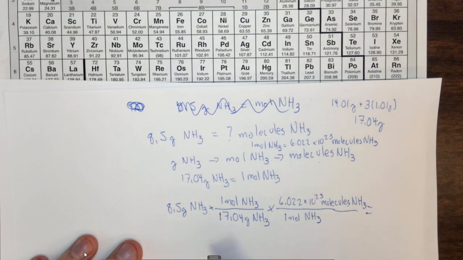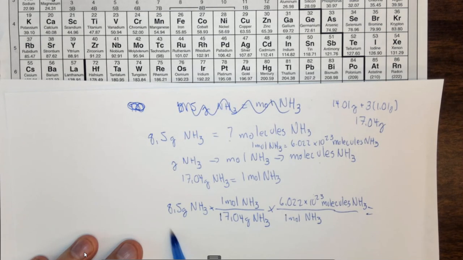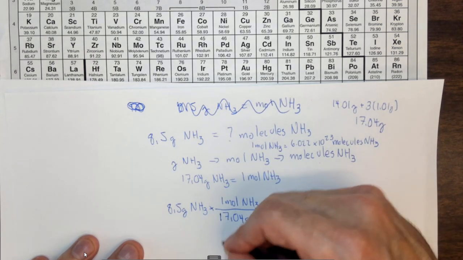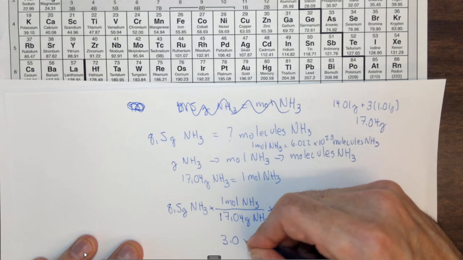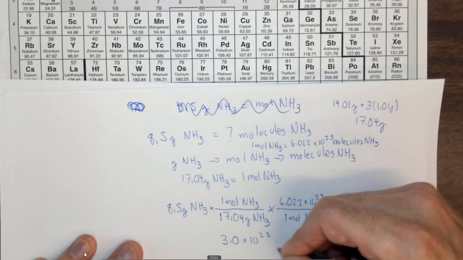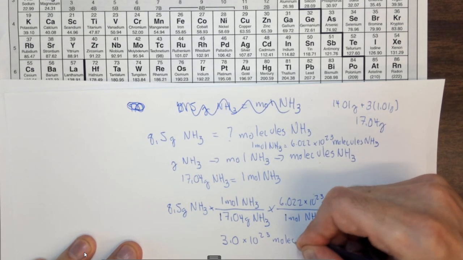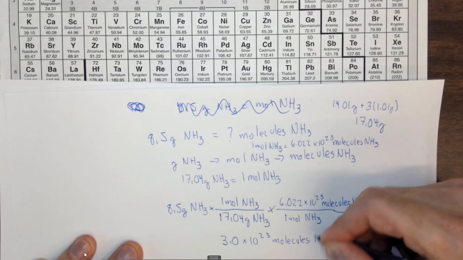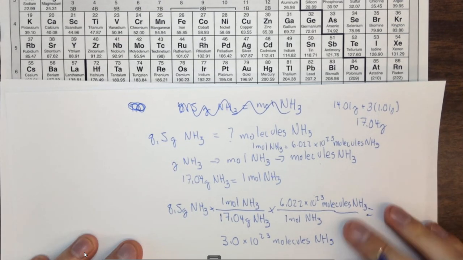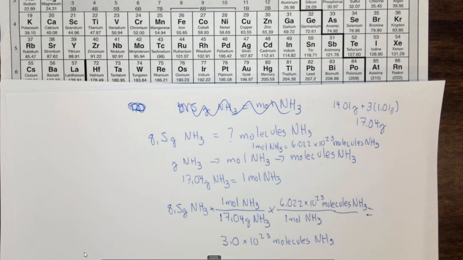Here, I'm going to do the sig figs first. So we have 2, we have 4, we have 4. The answer should be 2. So 8.5 divided by 17 is roughly a half. 1/2 times 6 times 10 to the 23 is roughly 3.0 times 10 to the 23 molecules of NH3.